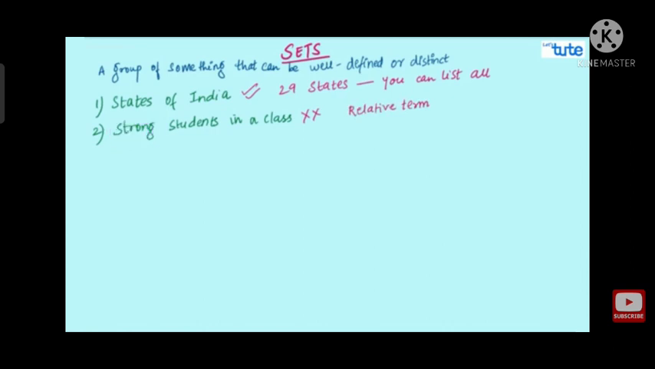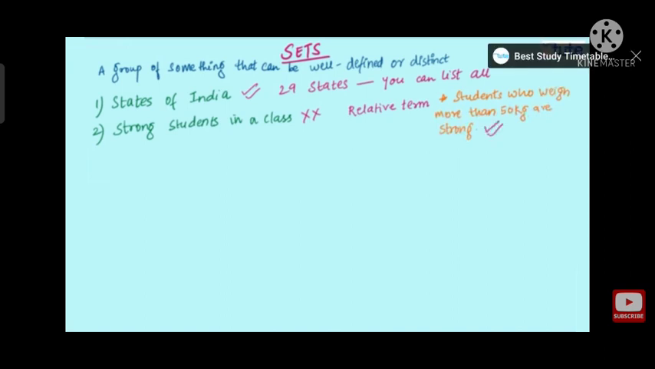But suppose I add a condition like students who weigh more than 50 kg in a class are to be considered as strong. Can this now be formed into a set? Yes, because now we have a number, a quantity, or a well-defined and distinct property that we can use to form this set. Right?